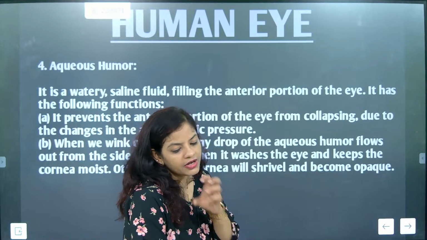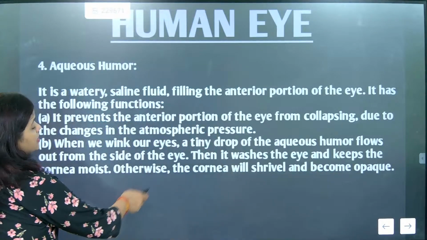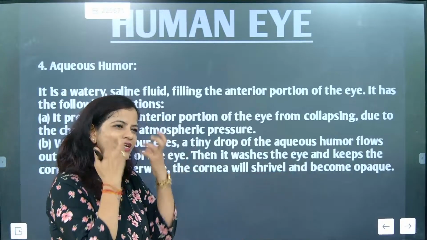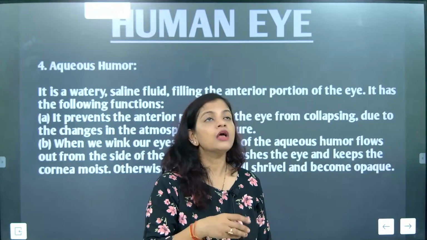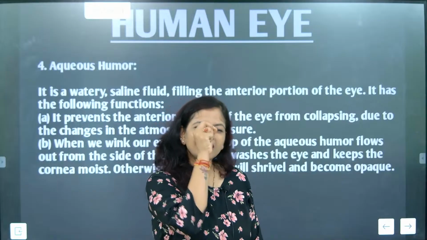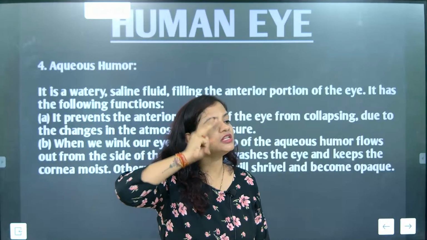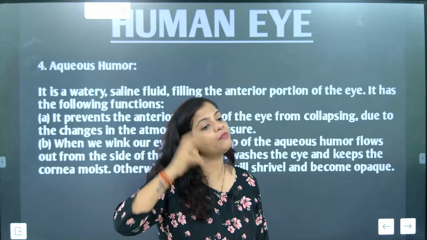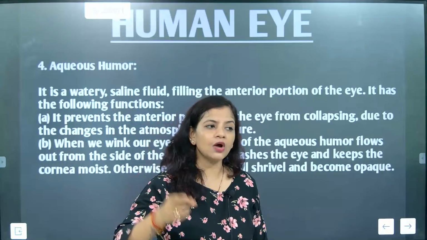The cornea will become what, beta? Opaque. So that's the thing. Otherwise, the cornea will shrivel and become opaque. So it has to be moistened. It should not be rough, so that we can wink our eyes effortlessly. So a little bit of aqueous humor comes out and moistens the outer layer of the cornea, so that you will be able to blink your eyes without any effort.